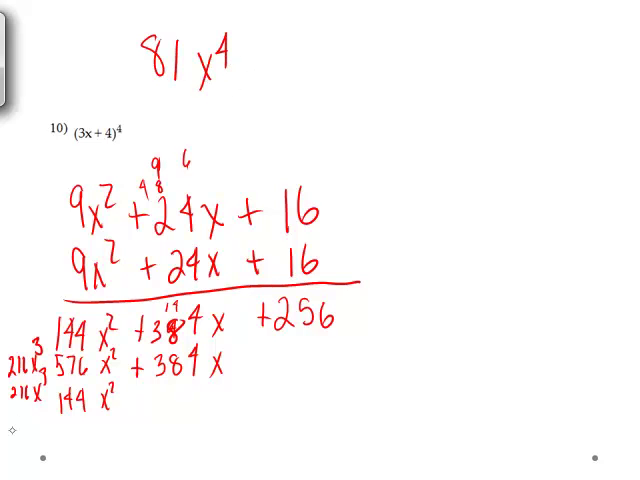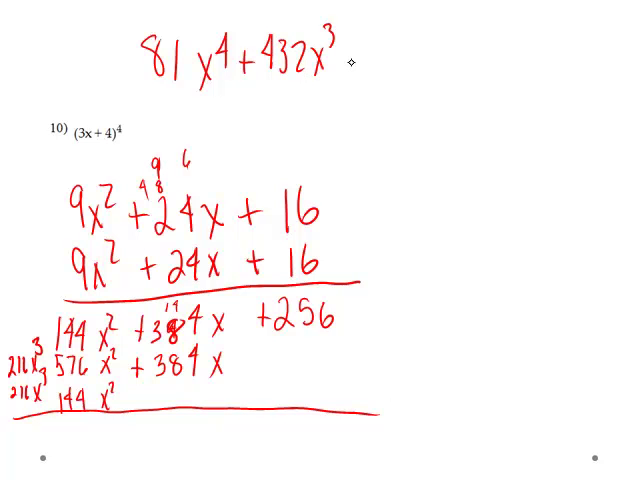So 81x to the fourth, then let's add the rest of these up. Plus 432x cubed plus 288, let's see here. 4, carry the 1, 12, 16, carry the 1, 8. 864x squared plus 8, 16, carry the 1, 768x plus 256. Note to self, make sure you bring a calculator when you want to do this next time.